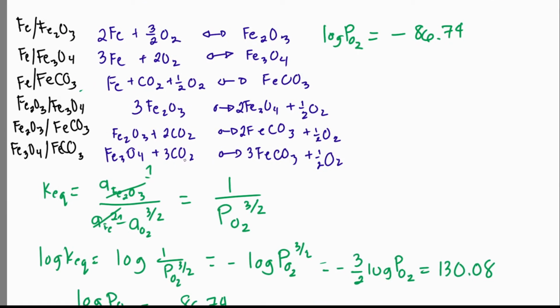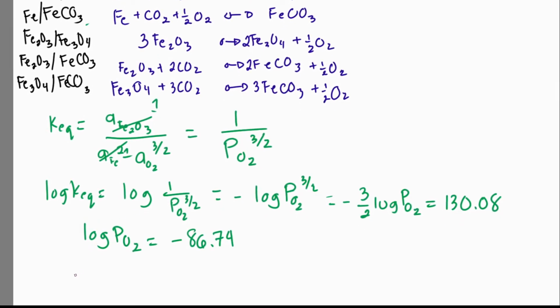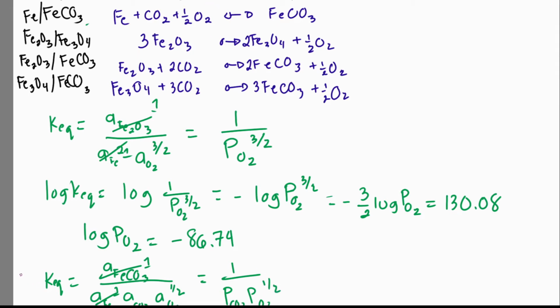Now let's look at number 3, the FeCO3. For FeCO3, KEQ is equal to products over reactants: the activity of FeCO3 over the activity of Fe, the activity of CO2, and the activity of O2 raised to 1 half. Again, the condensed phases are 1, so we have CO2 and O2 left, which are partial pressures: 1 over the partial pressure of CO2 and the partial pressure of O2 raised to 1 half. We take the logarithm as well, and moving it up, it becomes negative log of PCO2 times PO2 raised to 1 half.